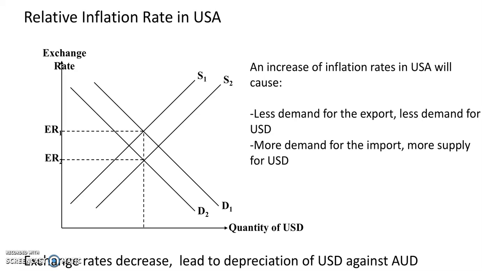An increase of inflation rate in USA will cause less demand for export due to price rise in local goods and services, which results in Australians preferring to purchase their own goods and services, so there will be less demand for USD. In opposite, there will be more demand for import because consumers are more willing to buy goods and services from Australia, so there will be more supply of USD. In the graph, the supply curve moves to the right and the demand curve moves to the left, which results in an exchange rate decrease. This will lead to the depreciation of USD to AUD.